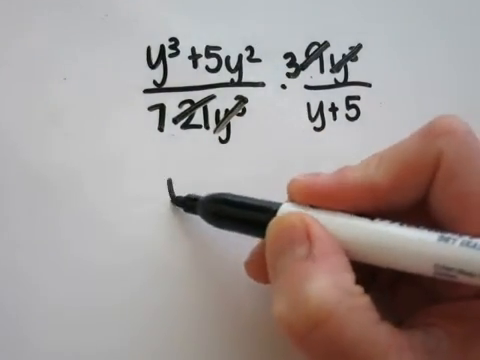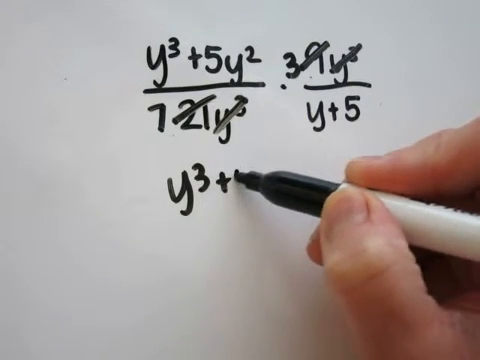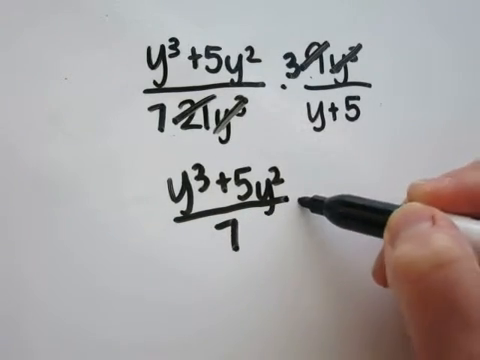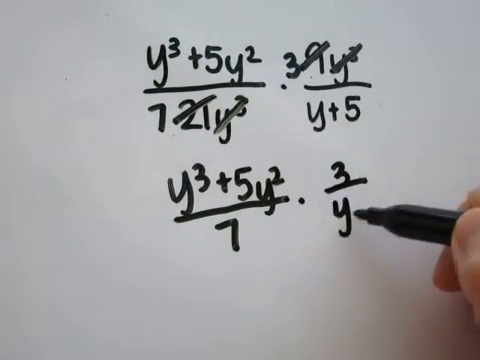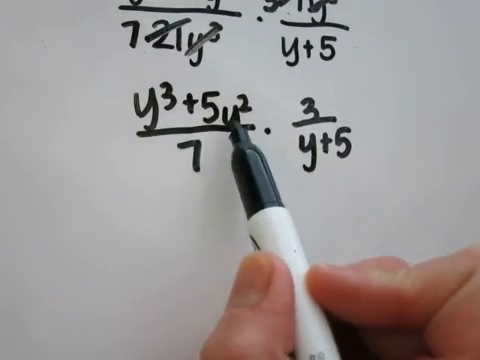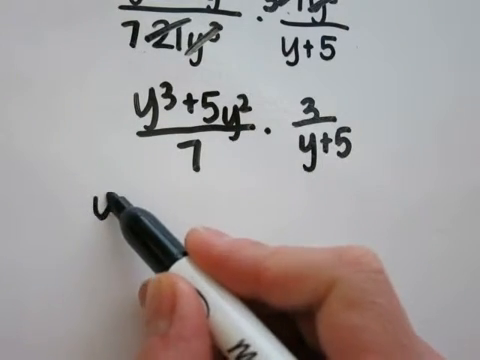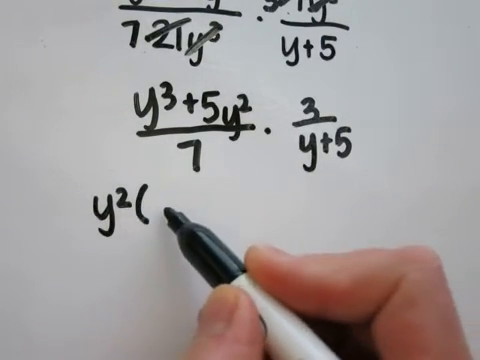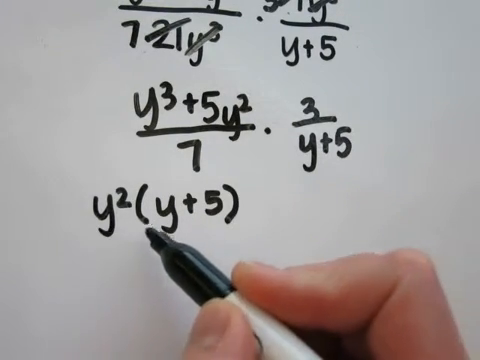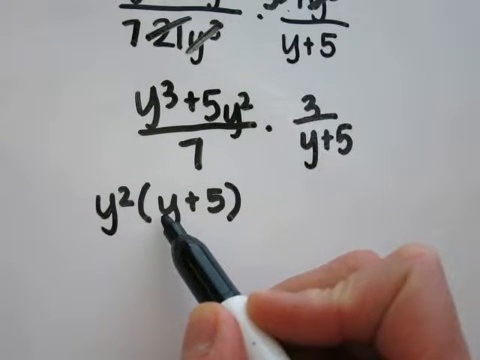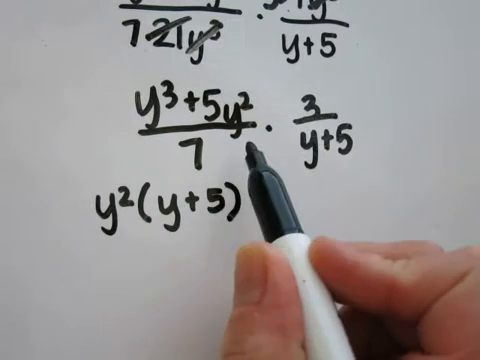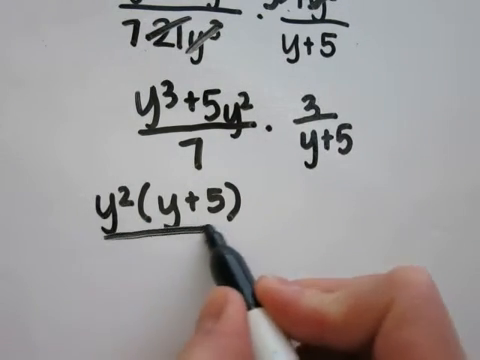Let me just rewrite what I'm left with. I have y cubed and y squared, so I can factor out a y squared. That would leave me with y plus 5. Distribute to double check. Y squared times y is y cubed. Y squared times 5 is 5y squared. So we're good to go.